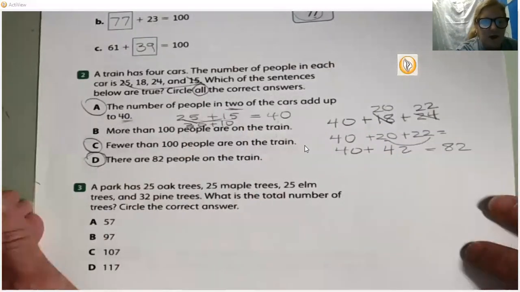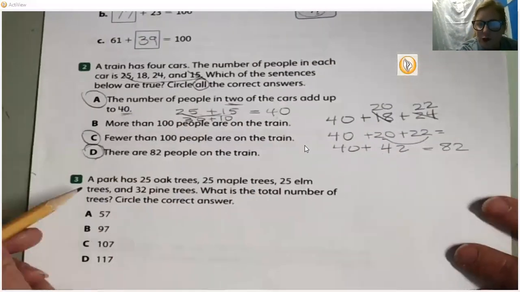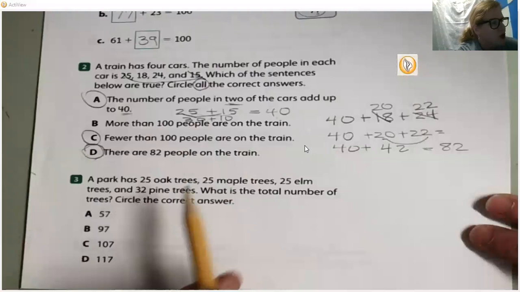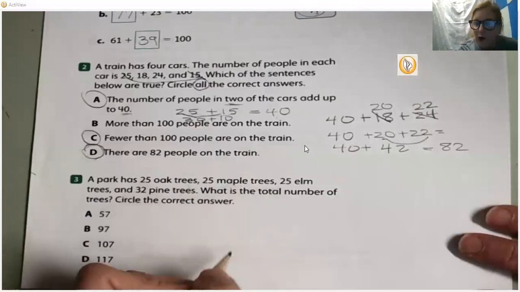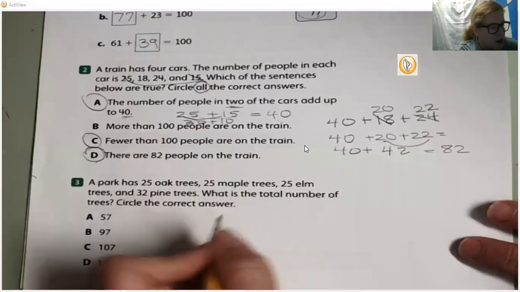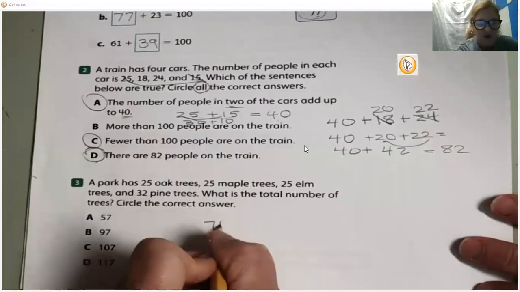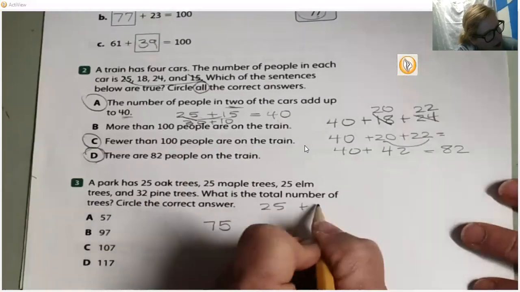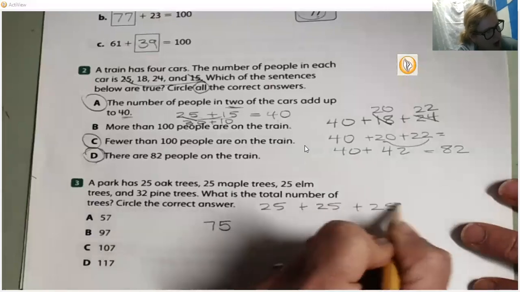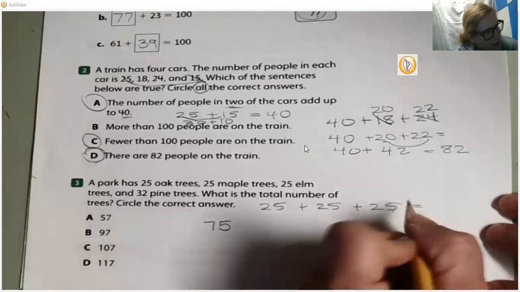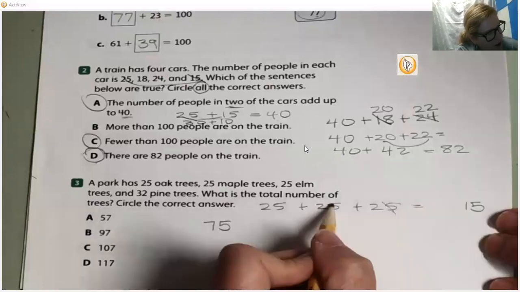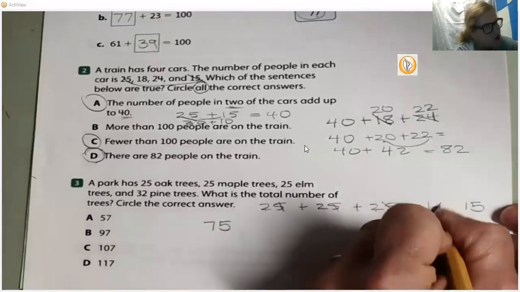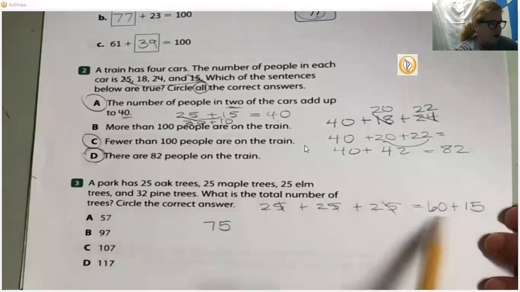Okay, last on this page, number 3. A park has 25 oak trees, 25 maple trees, 25 elm trees, and 32 pine trees. Dare to be different. So 25, 25, and 25, we know with our quarters is what? 75. If you write it out, we have 25 plus 25 plus 25. We have 5, 10, 15. We could do that with our counting by fives. And then we have 20, 40, 60. Counting by twos with our tens. So that gives you 75 right there.